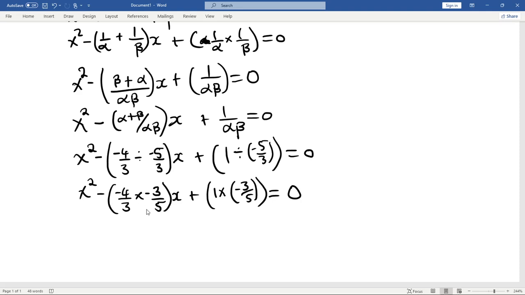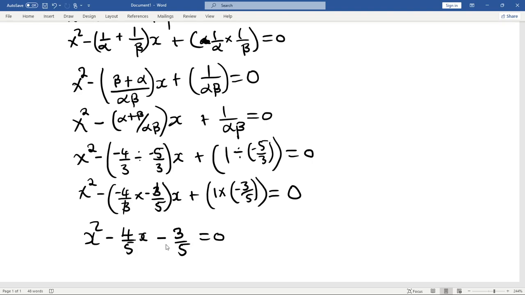So negative times negative, we get a positive. So 3 and 3 will cancel there. Then we have x squared minus 4 over 5 x plus, or that's going to be negative there, minus here 3 over 5 equal to 0 here.